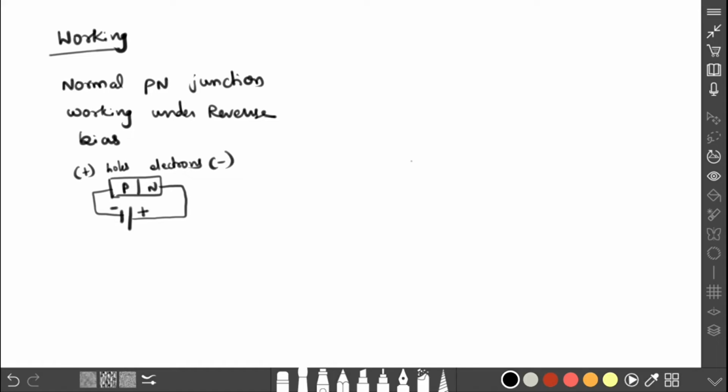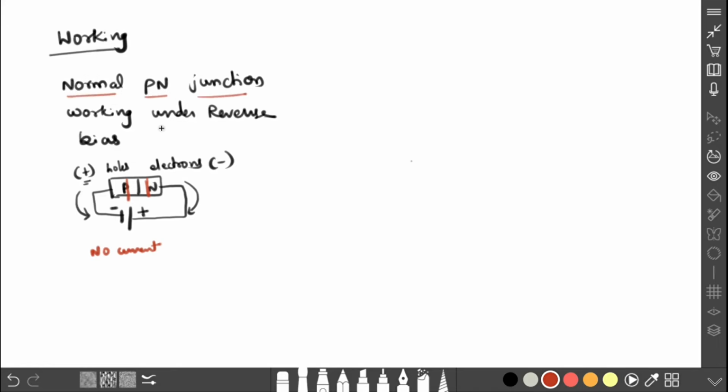So if the voltage is given like that, what will happen? All the holes, these positive charges, are attracted towards the negative terminal of the battery, and the negatively charged electrons are attracted towards the positive terminal of the battery. Due to this, the depletion region width will be increased, so no current will flow through the circuit, except a very minimum amount of current due to the minority charge carriers, which we are not going to consider here.